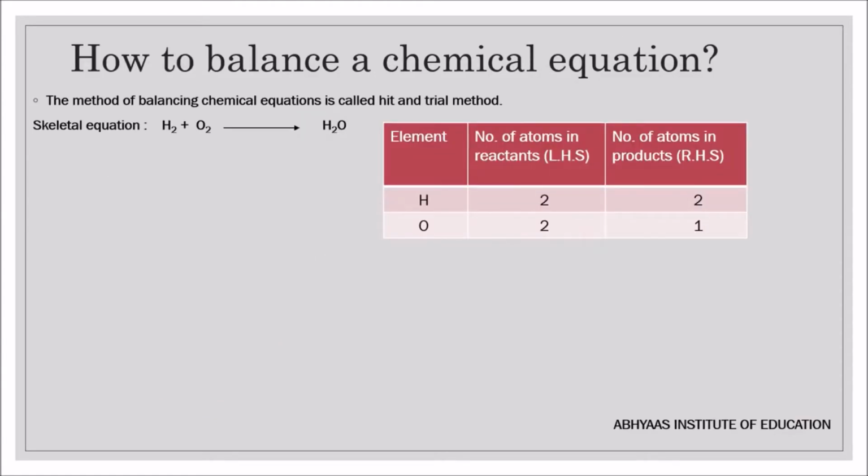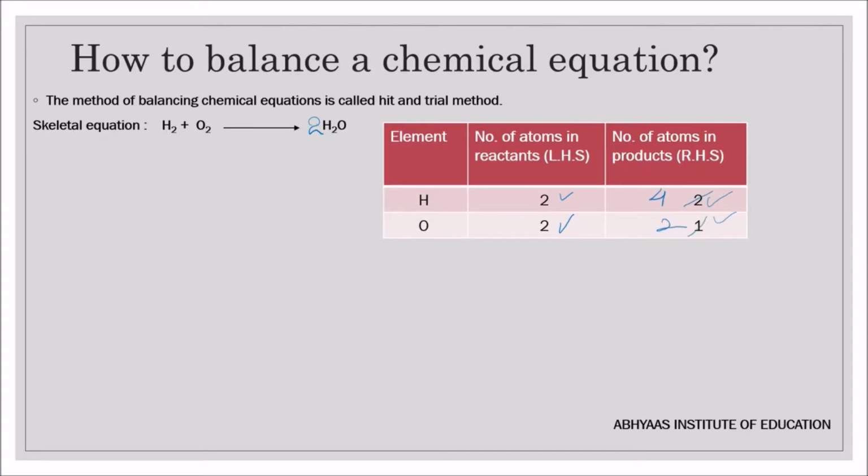Now let's see how to balance the chemical equation. As you can see, one skeletal equation on the screen says hydrogen gas plus oxygen gas makes water. On the left hand side, hydrogen has two atoms and oxygen also has two atoms. And on the right hand side, hydrogen has two but oxygen has one. So we need to balance oxygen first. On the right hand side, I need to add a 2, and this 2 will make hydrogen atoms 4 and oxygen atoms 2.